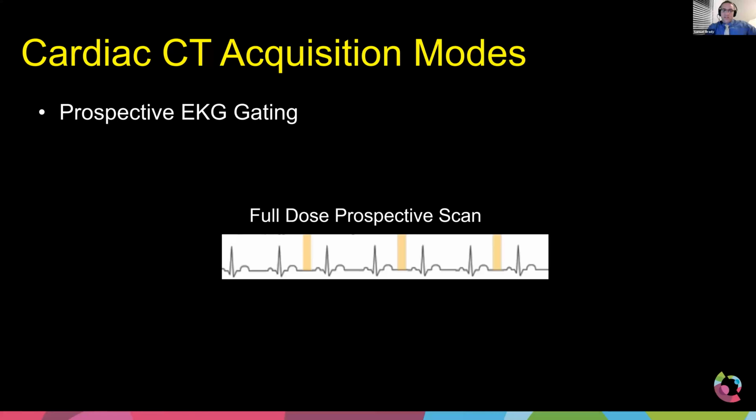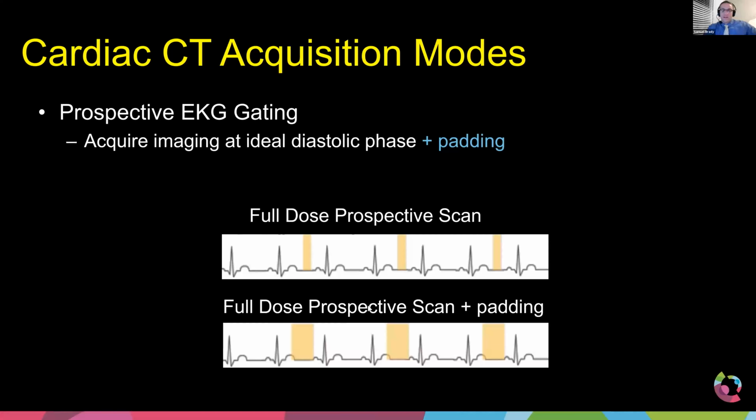Now, because life is not always perfect, realistically, instead of acquiring it exactly at that percent phase, we're going to acquire a slight padding. We're going to just actually increase it a little bit. So instead of exactly at say 45, maybe we'll do 40 to 50 or 35 to 50, something to that effect, so that we have the opportunity to collect that data.